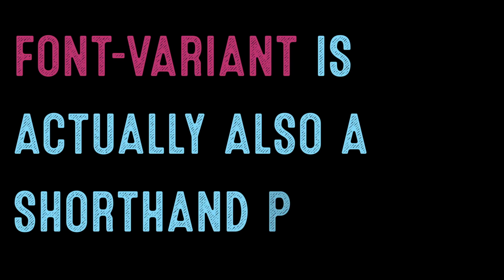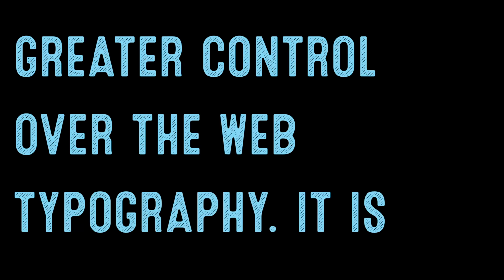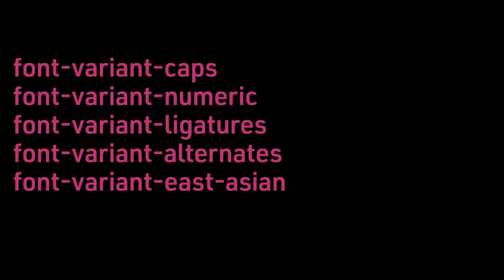The Daily Code Snippet. Font-variant is actually also a shorthand property, and we will discuss it here for those designers that want greater control over the web typography. It is used to outline all the font variants for a font, including font-variant-caps, font-variant-numeric, font-variant-ligatures, font-variant-alternates, and font-variant-east-asian. We will focus on the first three options.